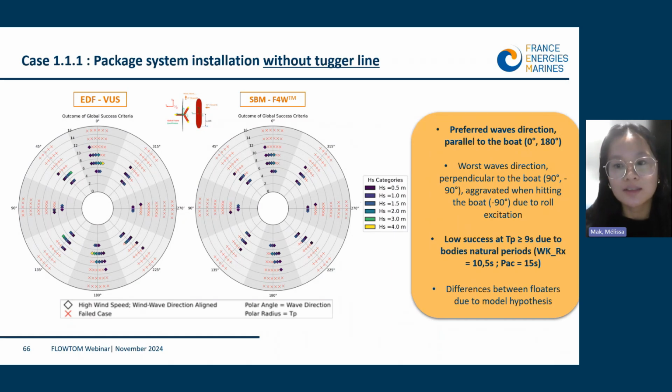Also, we have noticed that most of the passing cases involve low TP values and low HS, up to 1.5 meters. And we know that it's mainly due to the natural period of the system, which is 10.5 seconds for the roll motion of the vessel in beam sea and around 15 to 17 seconds for the pendulum period of the package, which explains the low success rate for periods higher than 9 seconds.